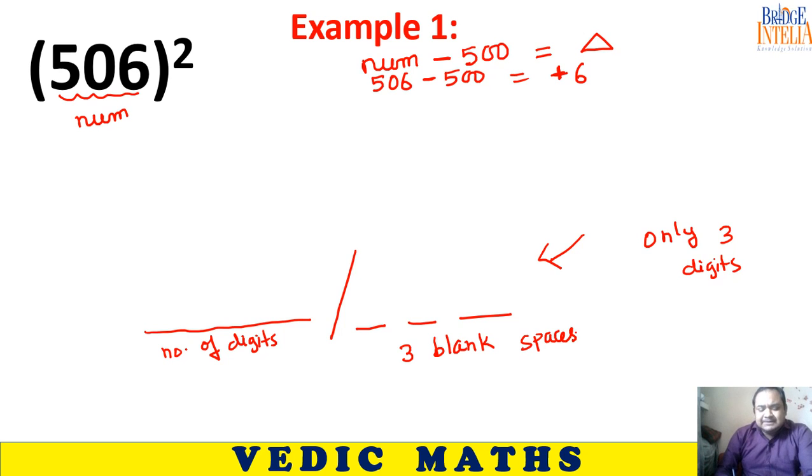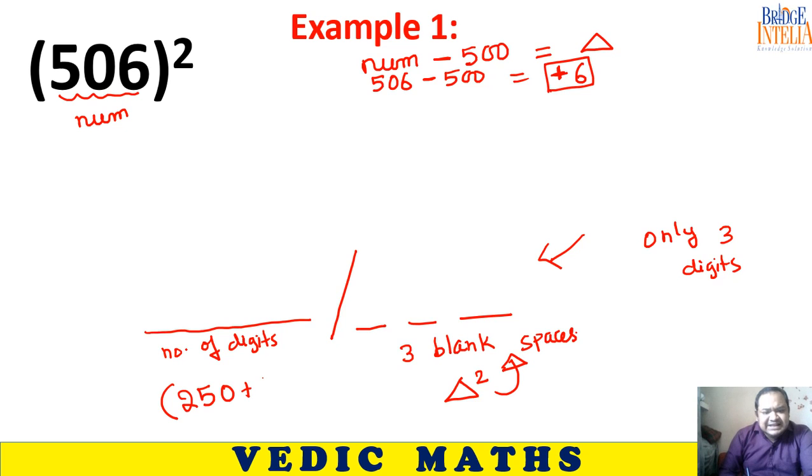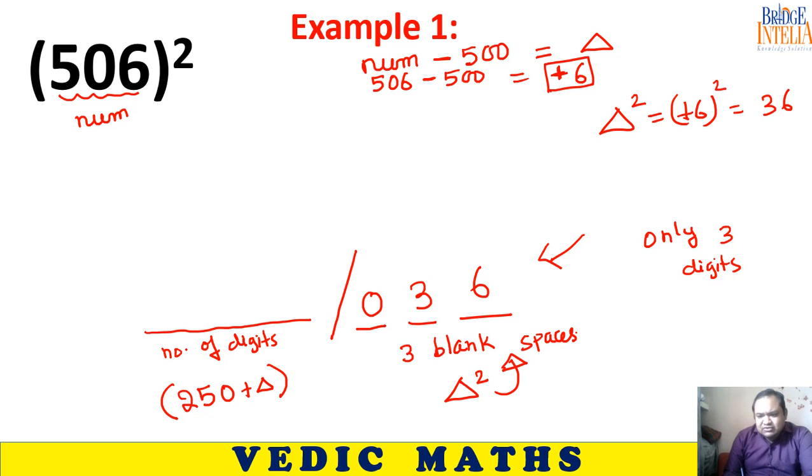Now what is the shortcut? You have to write delta square in the last 3 digits. Delta is 6, so delta square is plus 6 whole square, which comes out to 36. We have to write 36 as a 3 digit number. So how can we write that? As 036.